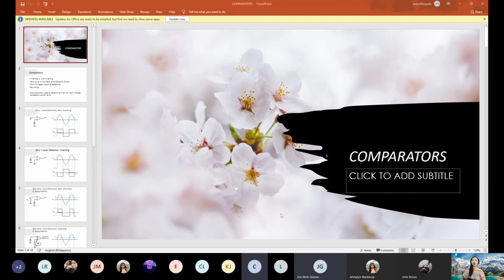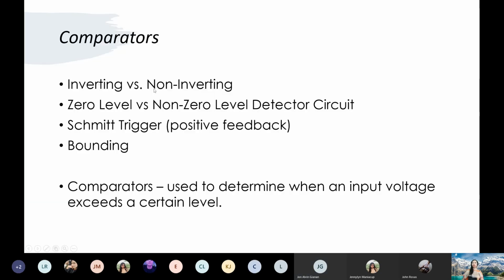Okay. Ayan. So, comparators, we have two types: inverting versus non-inverting, zero level versus non-zero levels, Schmidt trigger and bounding. So, Schmidt trigger and bounding, next topic natin yan. So, we'll concentrate on inverting versus non-inverting and zero level versus non-zero level.